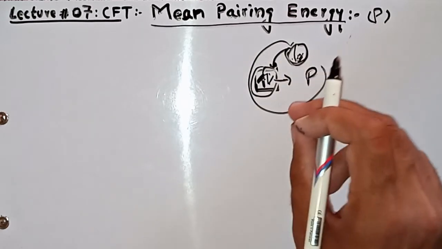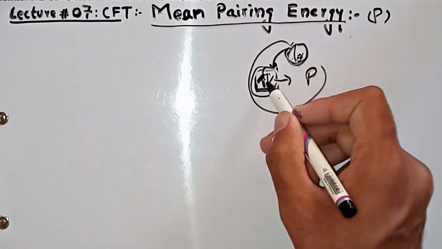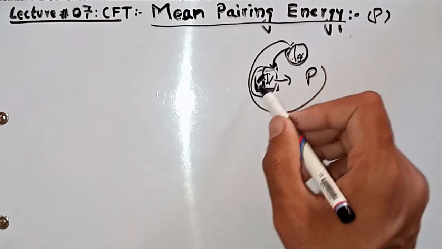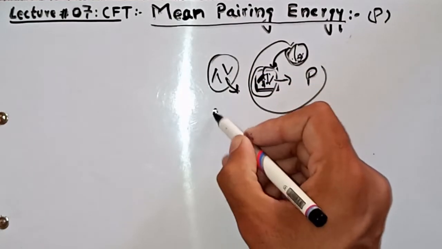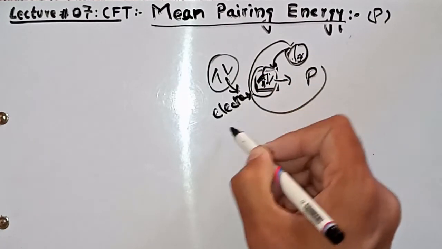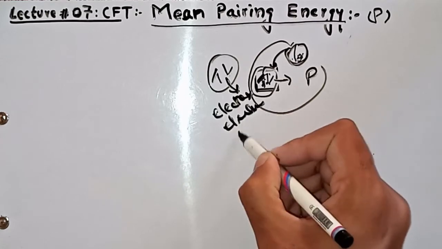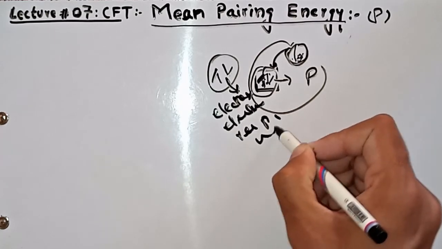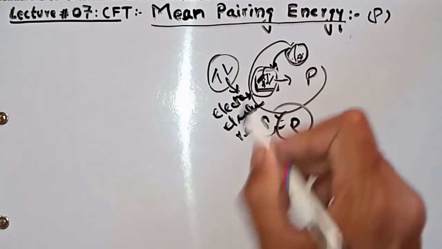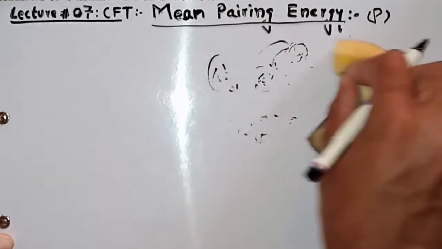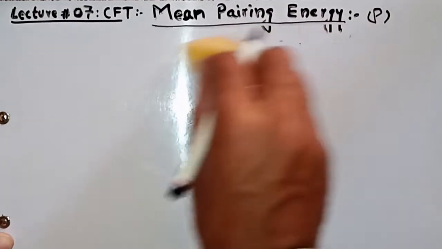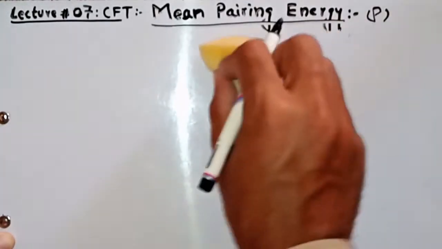Mean pairing energy is the energy which is required to pair two electrons against electron repulsion in the same orbital. That is called P. That is called mean pairing energy. Is it clear? Okay, now I'm writing the definition.